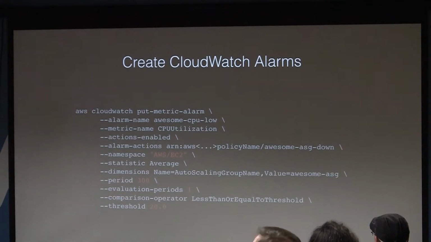Similarly, this is the other side of the equation. This is the policy that will define reducing the autoscaling group by 1 server when the threshold falls below 50% CPU, averaged across the entire autoscaling group.